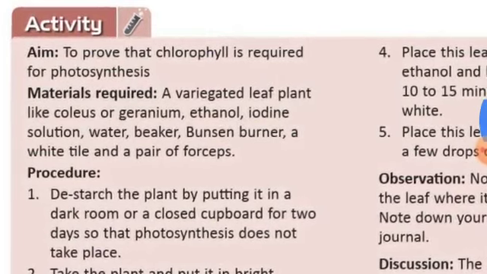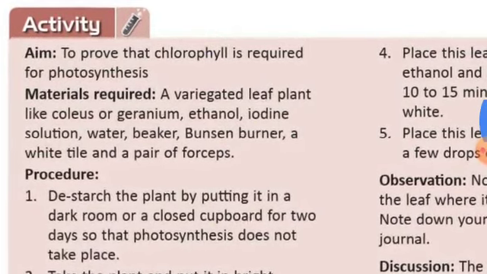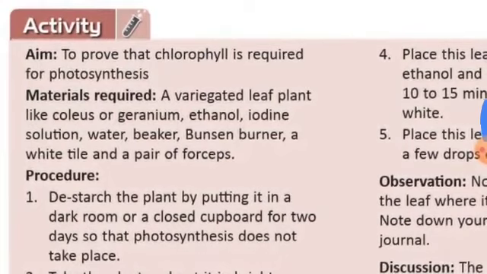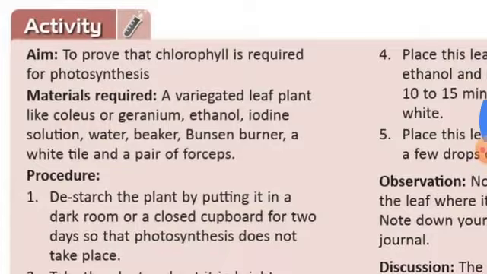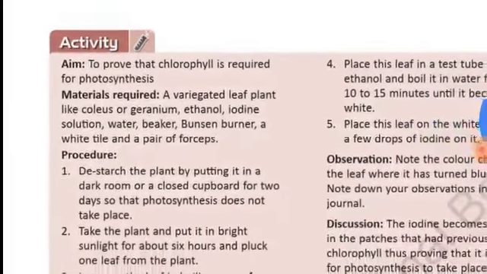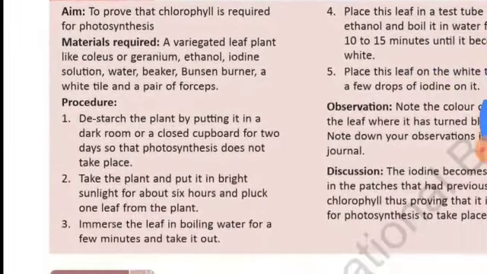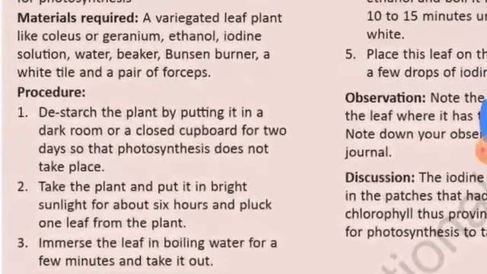That means just like scissors which we use to cut, but there are other things apart from scissors also. That is forceps. Now the procedure. De-starch the plant. Now what do you mean by the word de-starch? De-starch means to remove the plant starch.